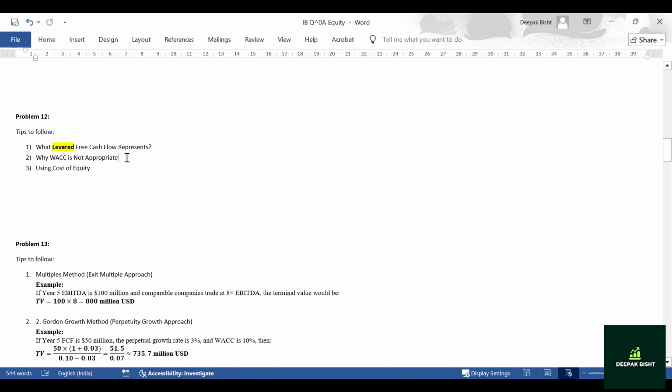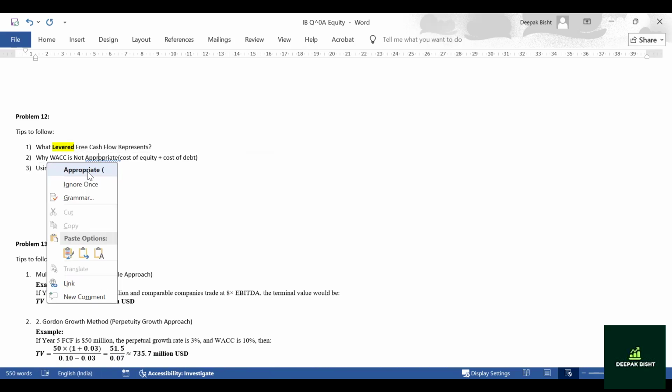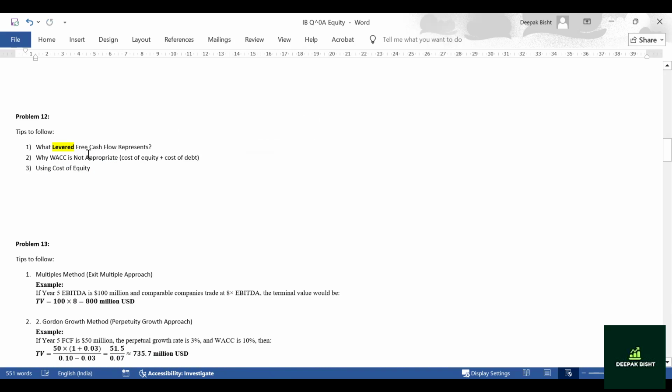Weighted average cost of capital includes the cost of equity as well as the cost of debt. In levered free cash flow, we have already taken care of the debt portion by subtracting interest expenses. So we will not be using weighted average cost of capital when discounting levered free cash flow. We will be using only cost of equity.